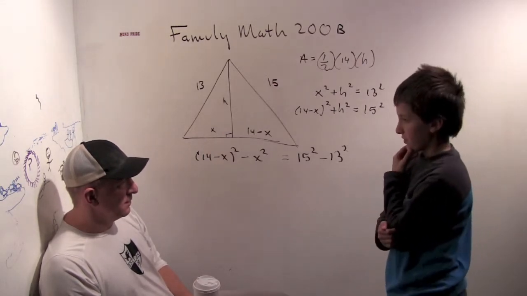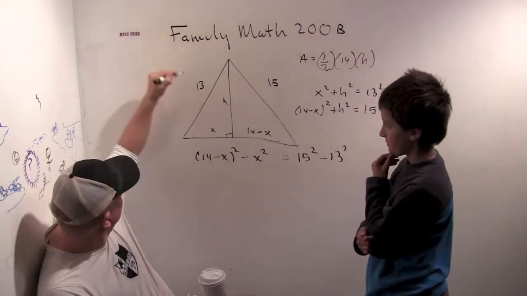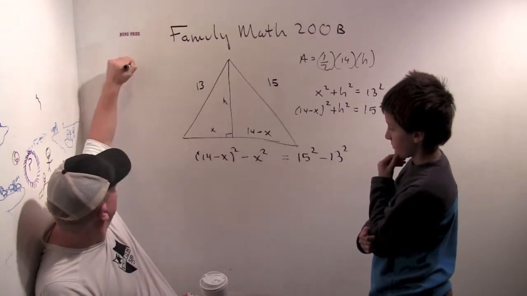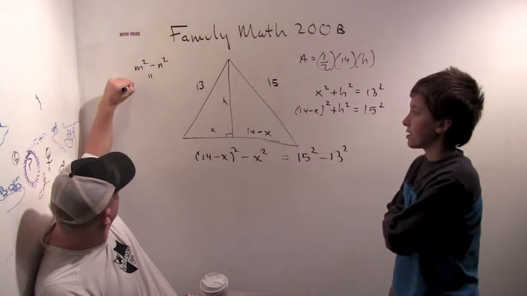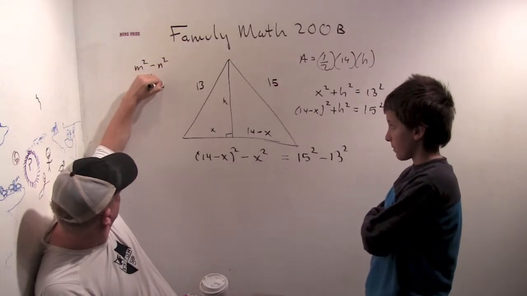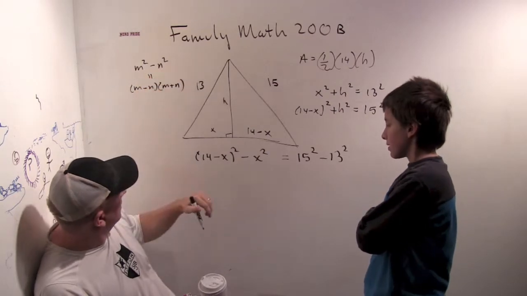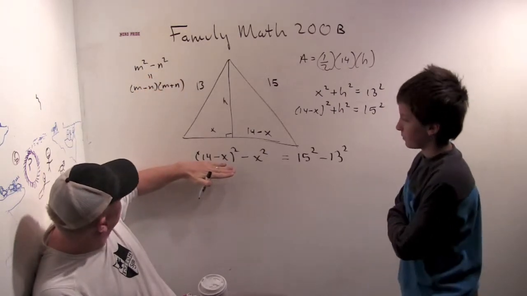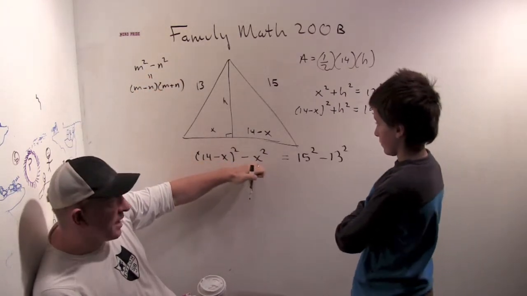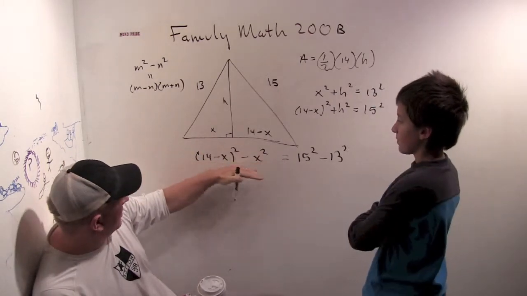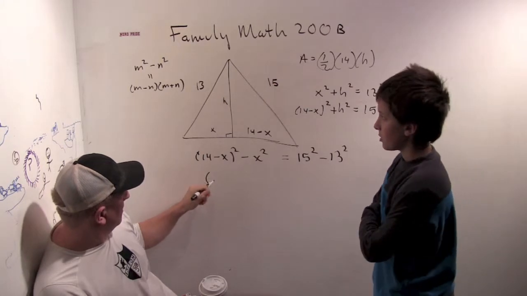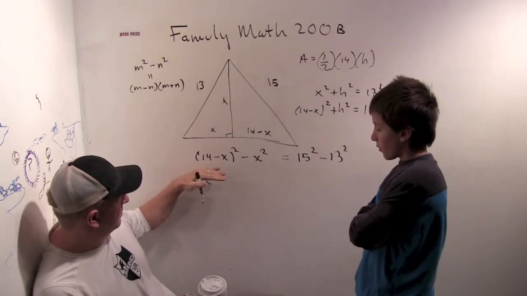Well, we could use a difference of squares. A difference of squares tells us, I won't use x's and y's, but how about m squared minus n squared? What does that equal? Well, it's (m minus n) times (m plus n). Here m is 14 minus x, and then n is x, right? So we got to do this minus x.